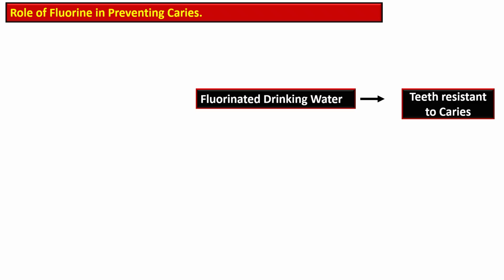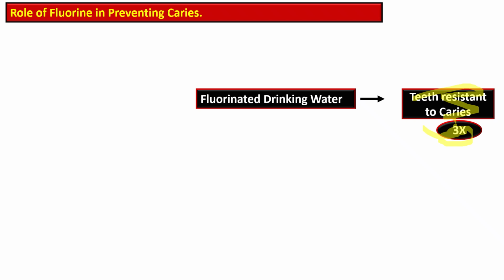So there is a role of fluorine in preventing dental caries. The fluorine actually doesn't increase the hardness of the enamel. The fluorine ion increases the resistance to caries thrice.